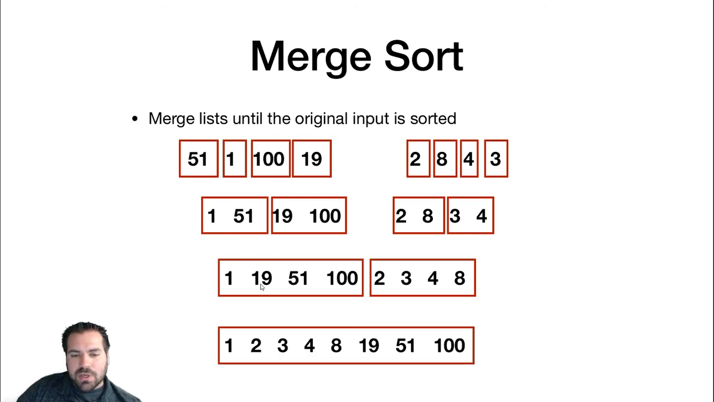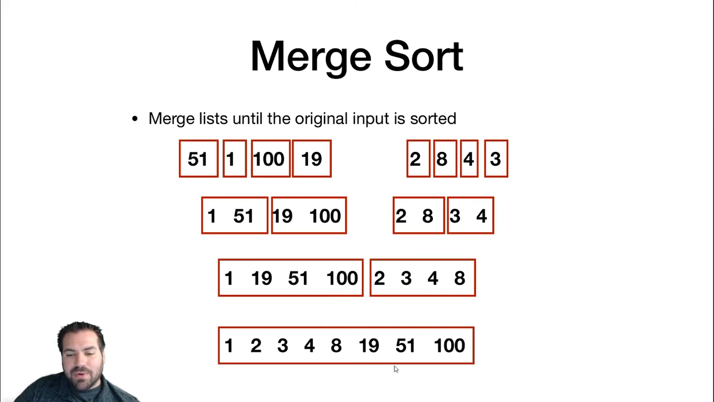Now this call of merge sort was waiting for both of these calls to return. Once those two stack frames return their values and say, here's two sorted lists of size 2, now we merge these ones together. We decide the 1 goes first, then the 19, then the 51, then the 100. Same thing on the other side, merging all these lists together.